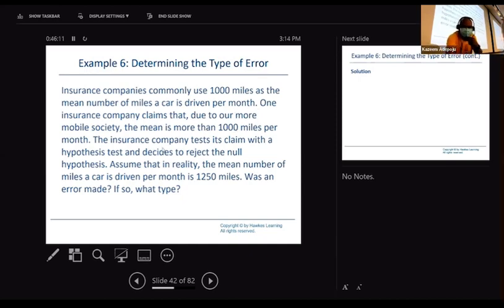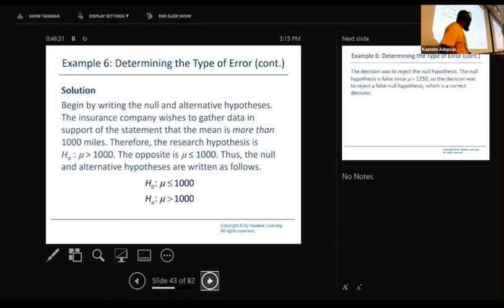The insurance company tests its claim with a hypothesis test and decides to reject the null hypothesis. Assuming that in reality, the mean number of miles a car is driven per month is 1,250. Was an error made? If so, what type? Let's first look at the hypothesis. This is the hypothesis, right? And they said he rejected, right? When he rejected, we are here, greater than 1,000.